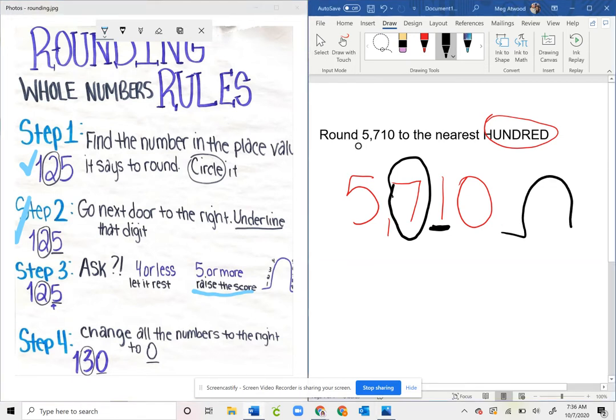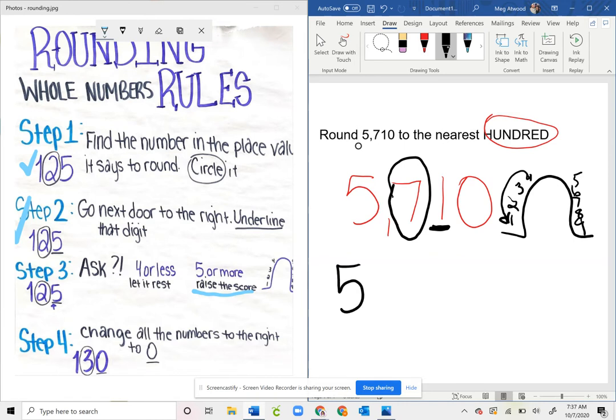Remember, if you'd like, you could draw my little hill. I got 1, 2, 3, 4, 5, 6, 7, 8, 9. Number 1 is on this side, which means it's 4 or less, okay? So that means I'm going to let this 7 rest. So that means it stays the same, the 7.